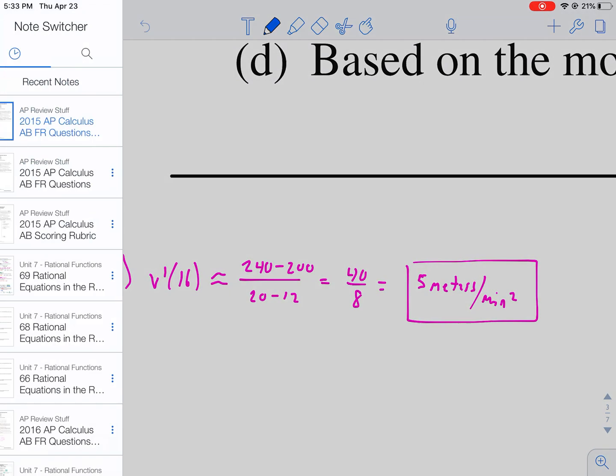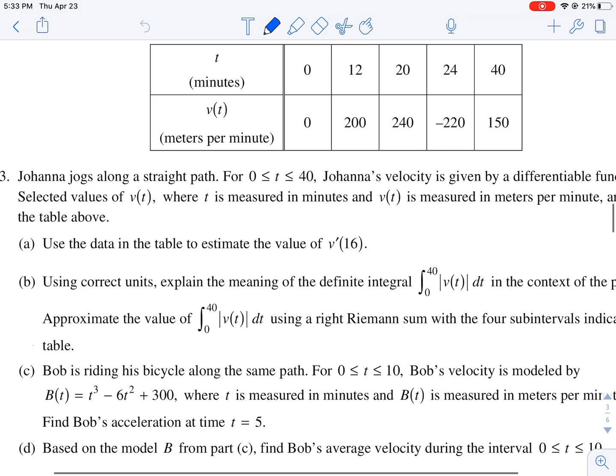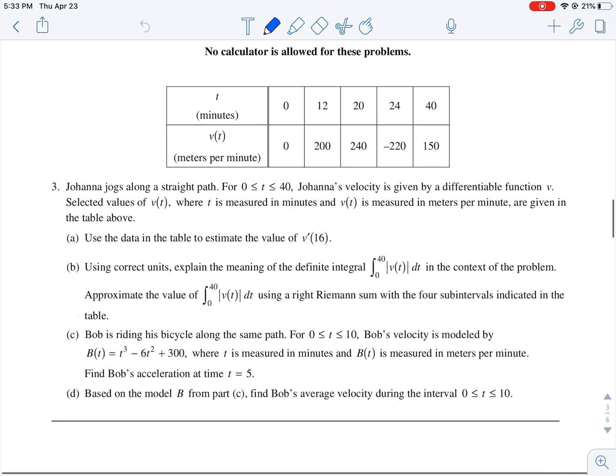There you go. Notice the units are important. Using correct units, explain the meaning of the integral from 0 to 40 of the absolute value of velocity, and then approximate it using a right Riemann sum with 4 subintervals. The integral of the absolute value of velocity, we should know, is the total distance traveled from 0 to 40. And then the right Riemann sum from 0 to 40 using 4 subintervals: we're going from here to here, a length of 12. Here to here is 8, then 4, then 16.